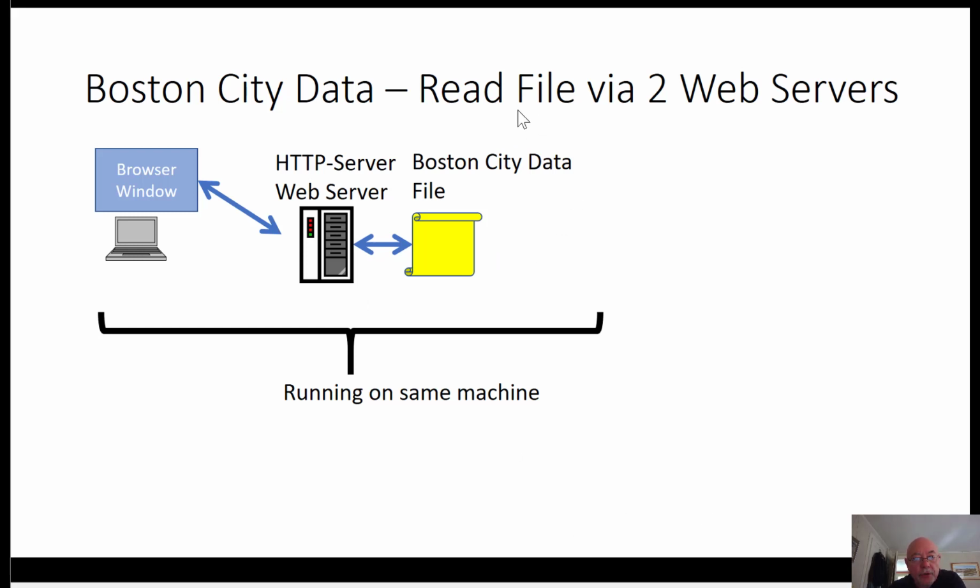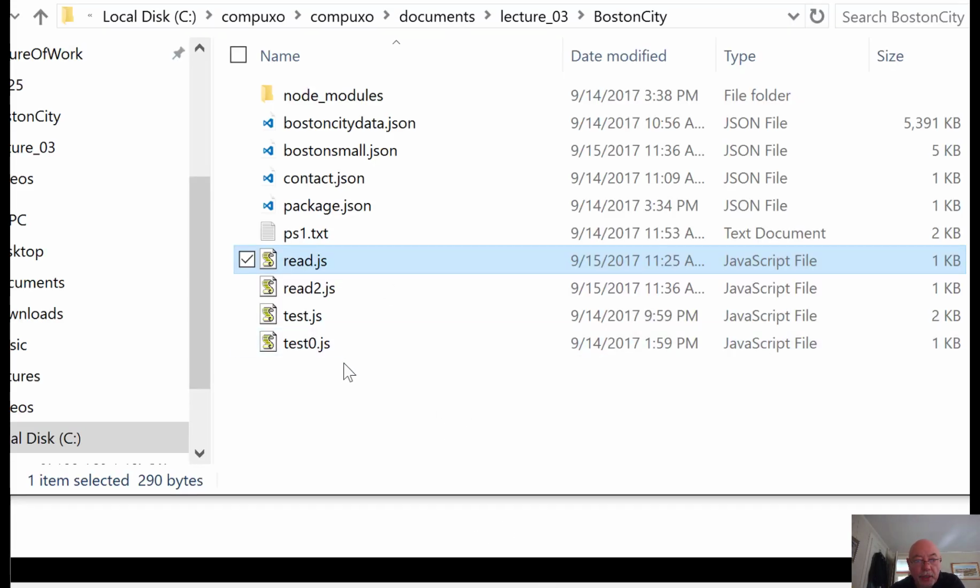Okay, so we saw how to use Node to read a file on the same machine. Now what we're going to do is set up a web server called HTTP server and hit that with the browser this time. Last time we just did it in debug in Visual Studio, but this time we're going to set up the server to listen on port 80, and then we're going to be able to get access to this data file, which is sitting in the same directory that we're going to set the server up in. So let's go to this directory.